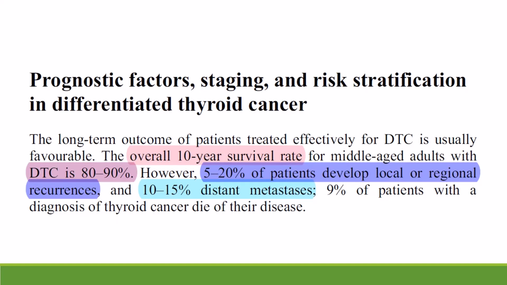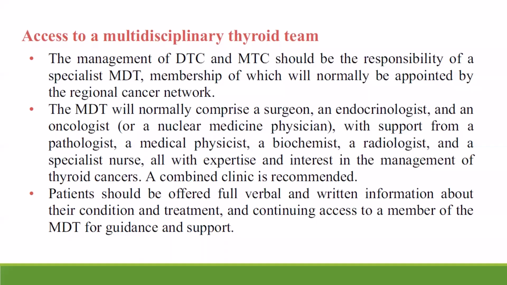So the follow-up of patients with differentiated thyroid cancer is usually lifelong. About 10 to 15% develop distant metastasis, and about 9% of patients with a diagnosis of thyroid cancer die from the disease. To treat thyroid cancer, we should have a multidisciplinary thyroid cancer team, comprising a surgeon, endocrinologist, oncologist, and a nuclear medicine physician.